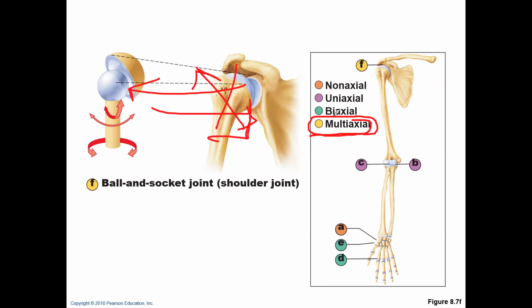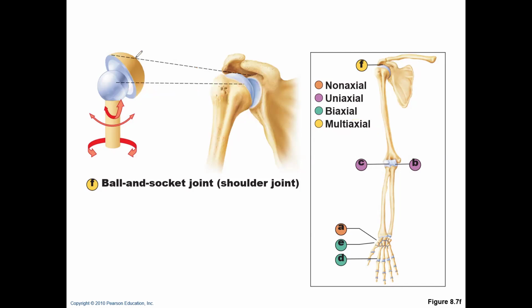Now, the other ball and socket joint is in the hip. It's not as freely movable as in the shoulder, simply because you got to support the weight of your whole body. So the socket in your hip is going to be a lot deeper, so that way it keeps it from coming out of alignment.